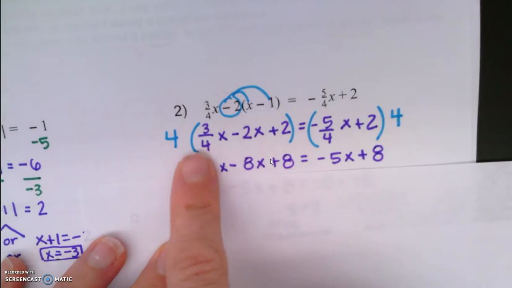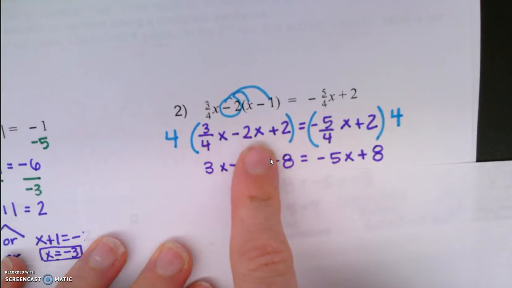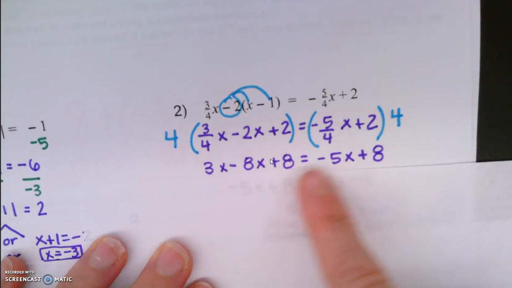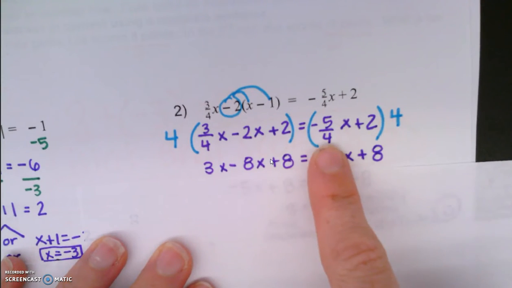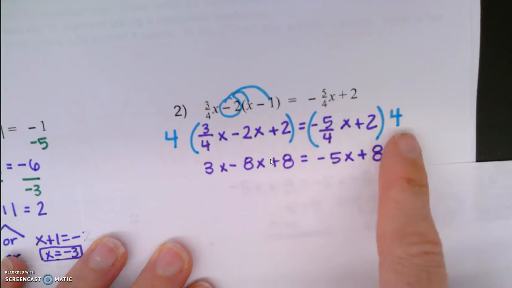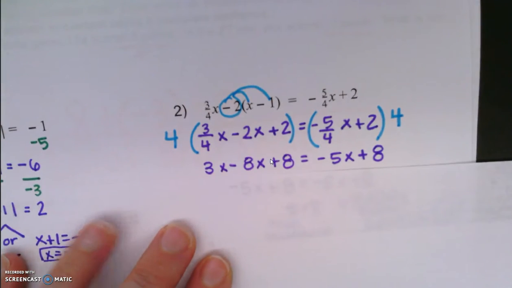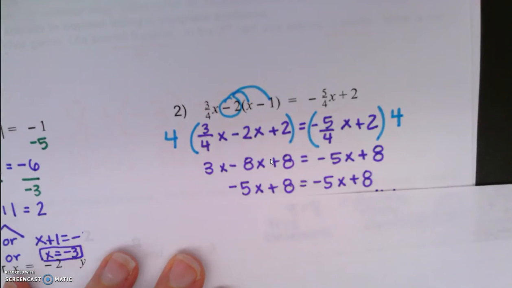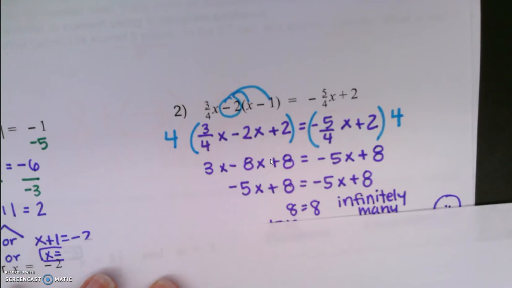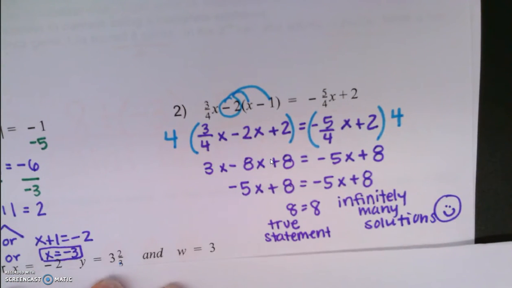When I do that, I get 3x, -8x, positive 8x, the 4 and 4 cancel out, -5x, 4 times 2 is 8. Now combine like terms, 3x take away 8x gets me -5x, and you might have noticed here that you got rid of the variables on both sides and notice you have a true statement, hence infinitely many solutions. Great job, mini mathematicians. Let's look at those last two so we can get on with our test.